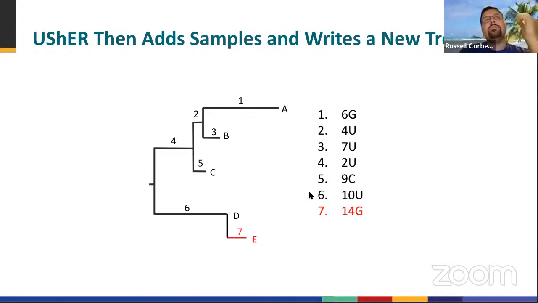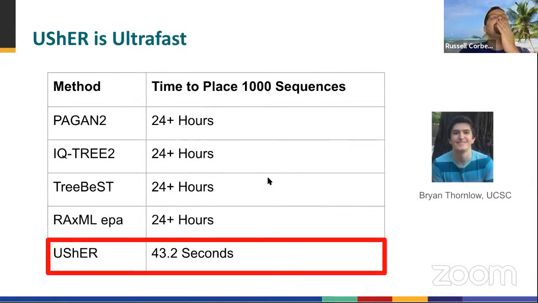Well, I'm able to add that almost as quickly because I can just load this new mutation annotated tree file, do the same search across all possible branches in the tree, and add that sample to my tree as well. Of course, as the name would imply, USHER is ultra fast.